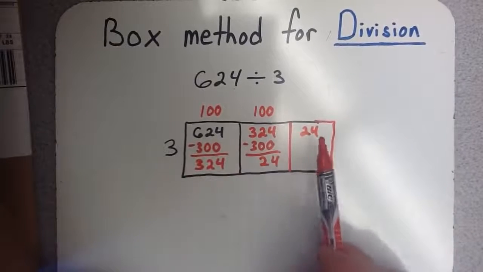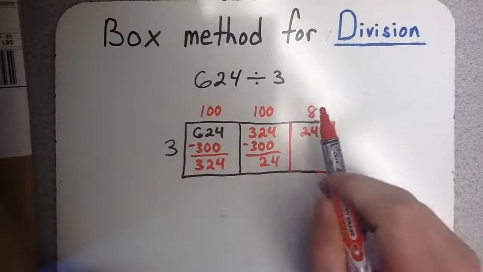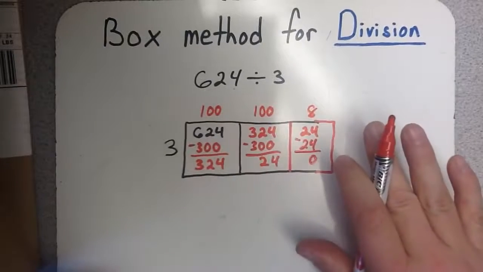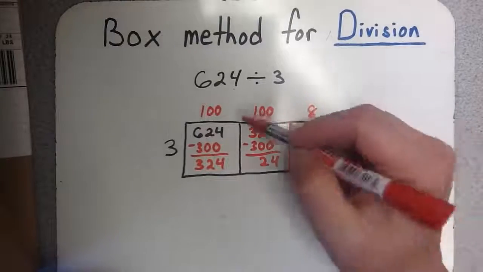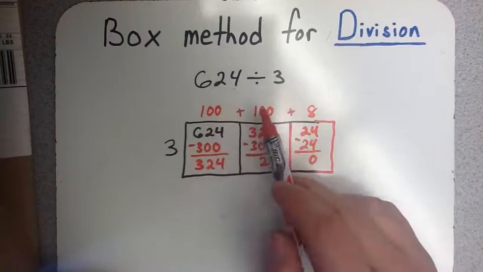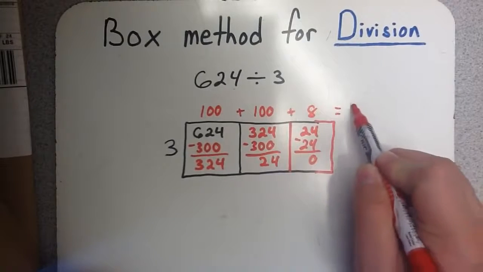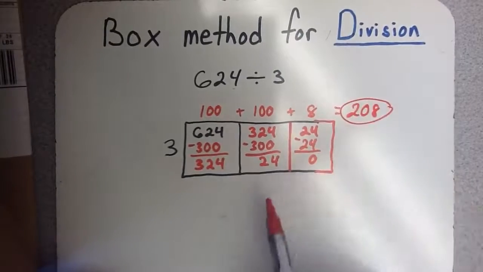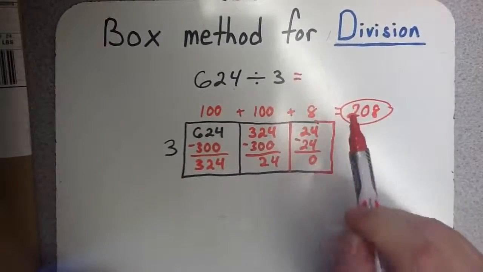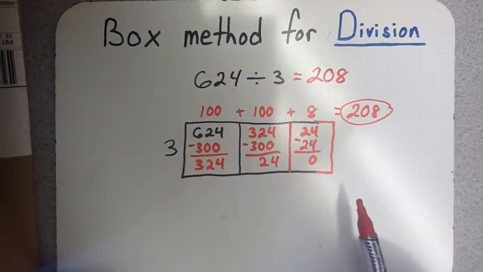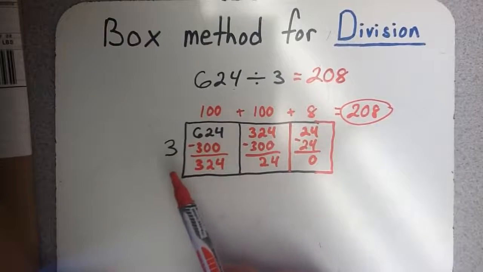And now I know 3 multiplied by 8 is 24, subtracting 0. So that means I'm done and I have no remainder. So now I just need to add up my parts here. 100 plus 100 plus 8 is 200s and 8 ones. So 208. So that tells me that 624 divided by 3 is 208. So that's how we could use the box method for dividing by a single digit divisor.